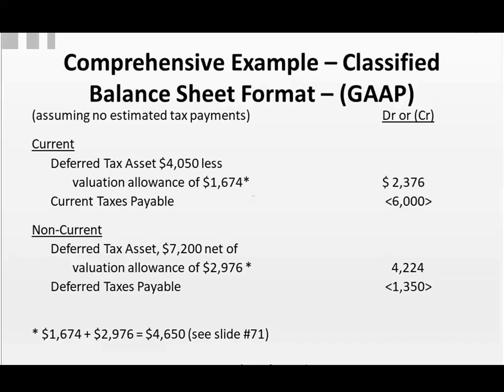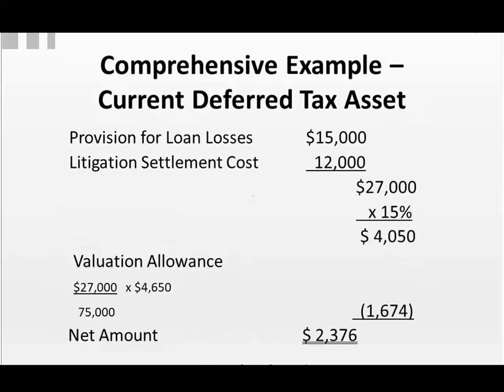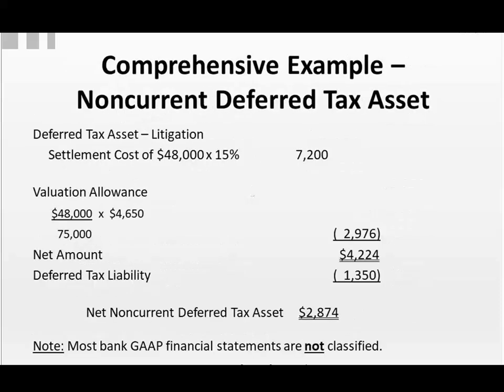The deferred taxes payable is simply the 9,000 times the 15%. Okay? So I think we're all right on that. And that's the liability. All right, that's the 1,350. Now, that's if you had a classified financial statement. If this was a bank, most banks do not have classified. Some do, very few. But if you have classified, you have to split it into the two pieces. So I hope you're all right on that.